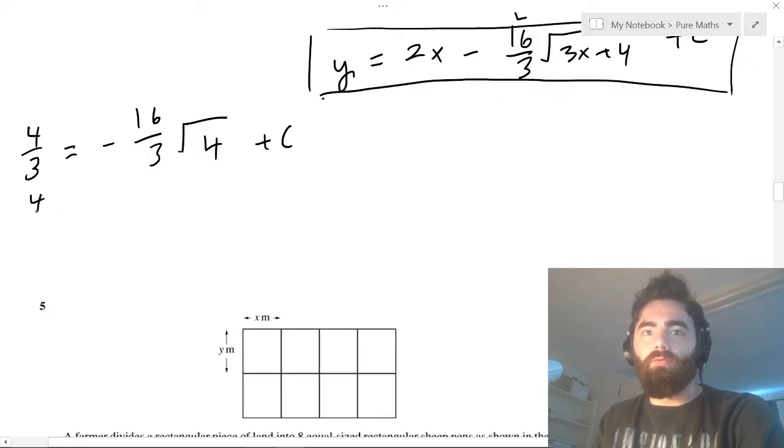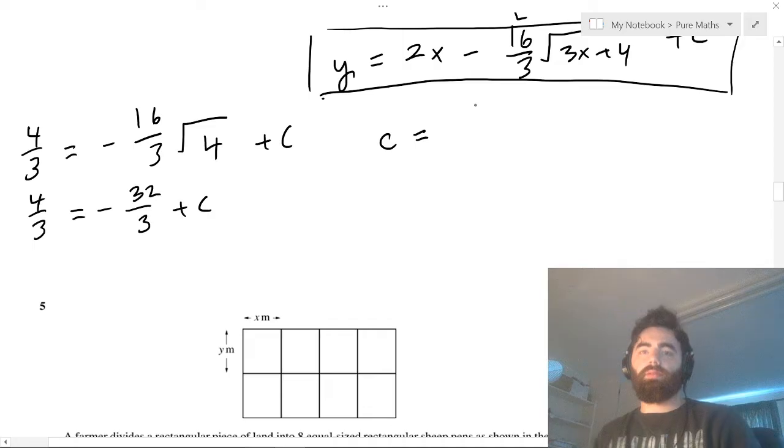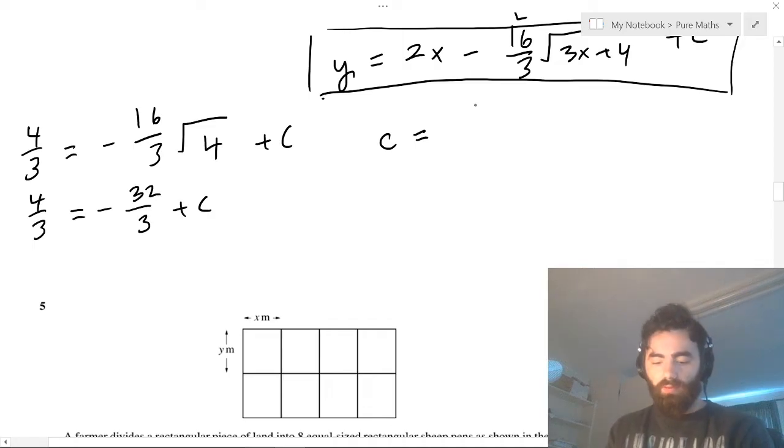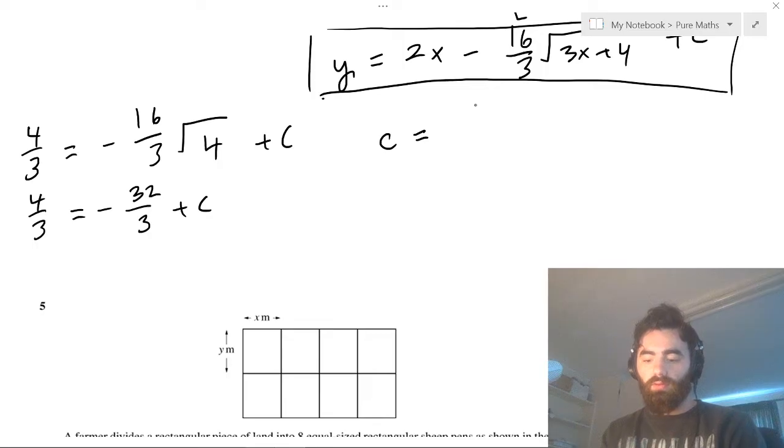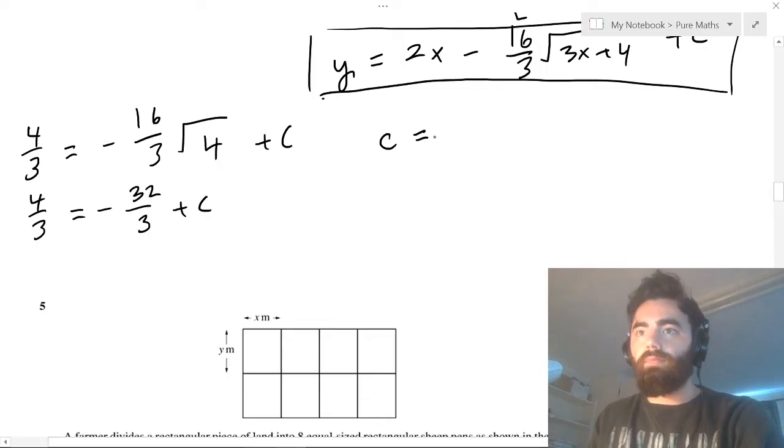Then we can say 4/3 is minus 16 over 3 times the square root of 4. Well, this is just times 2, this is 32 over 3. Yeah? So then we can say our c is 4/3 plus 32/3. So our c is 12.